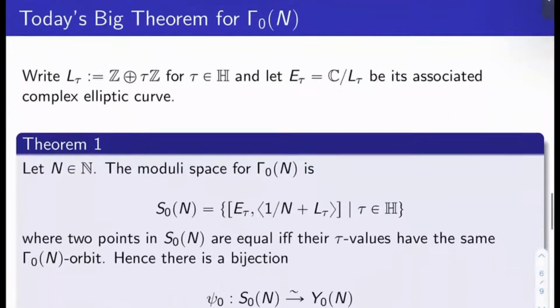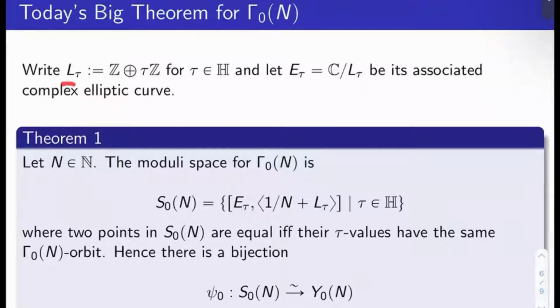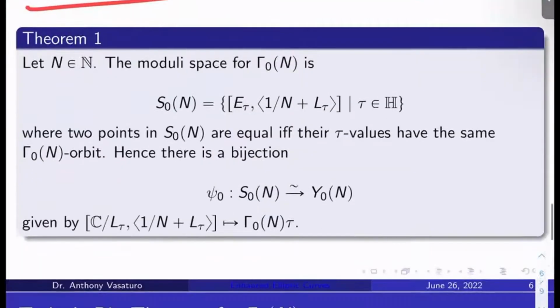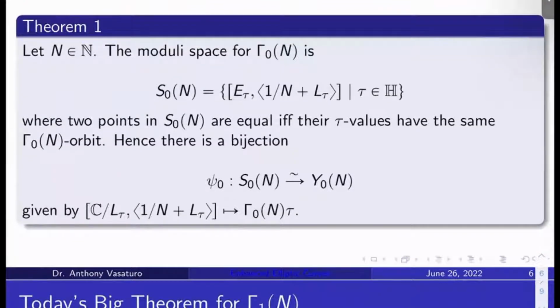So here's the big theorem from today. First of all, let L sub tau be the lattice generated by tau in the upper half plane and 1. Okay, and let E sub tau be C mod the lattice, the associated elliptic curve to that lattice. So, theorem, here's the first part. Let n be a natural number. The moduli space for Gamma 0 of n is S sub 0 of n, of course, by definition, but what are the points in there?